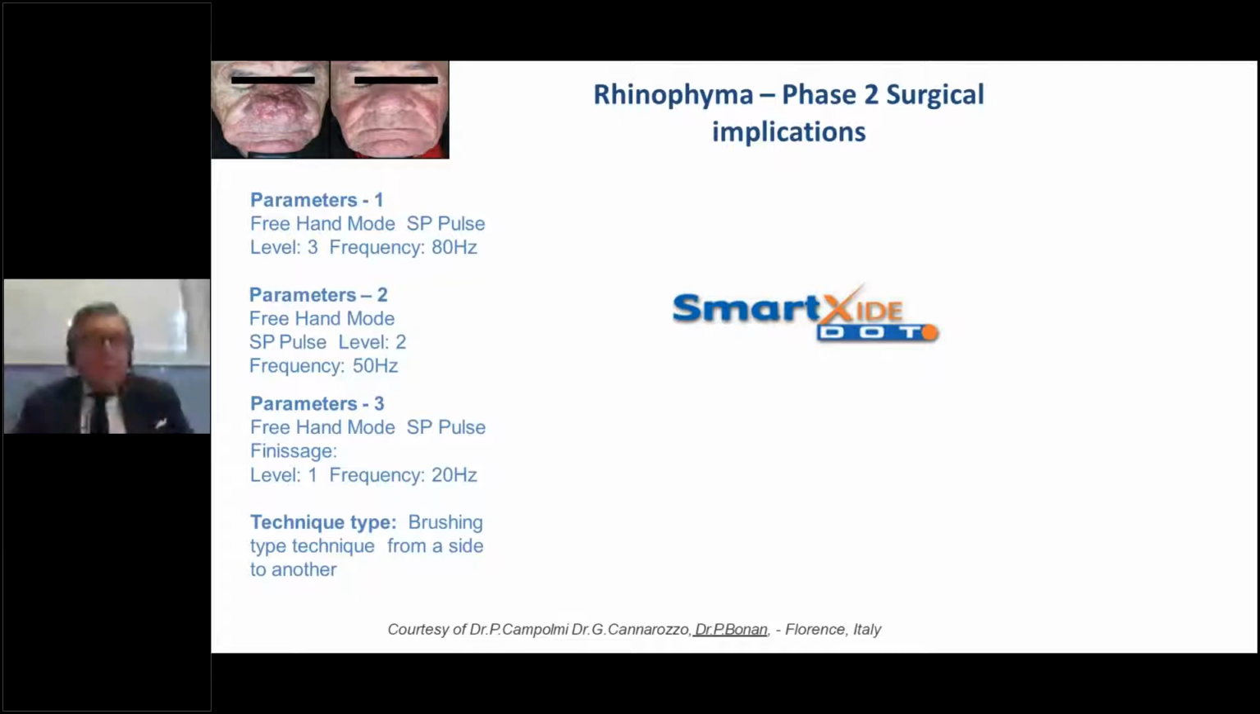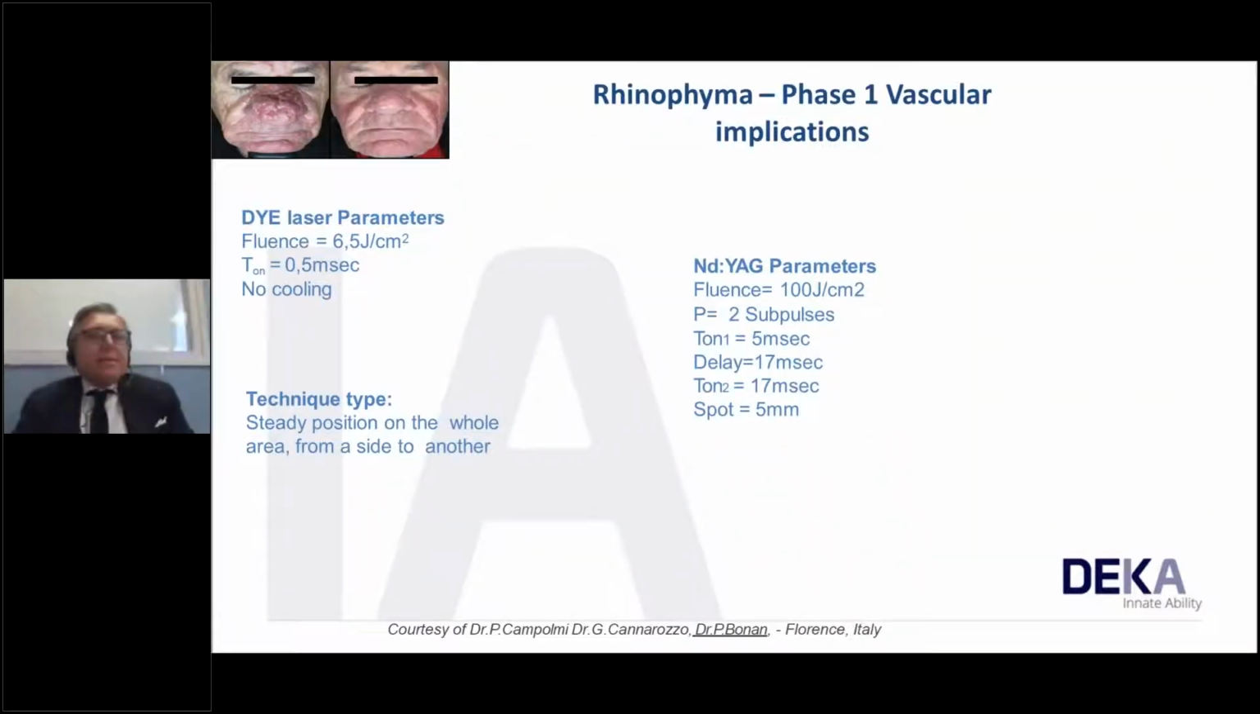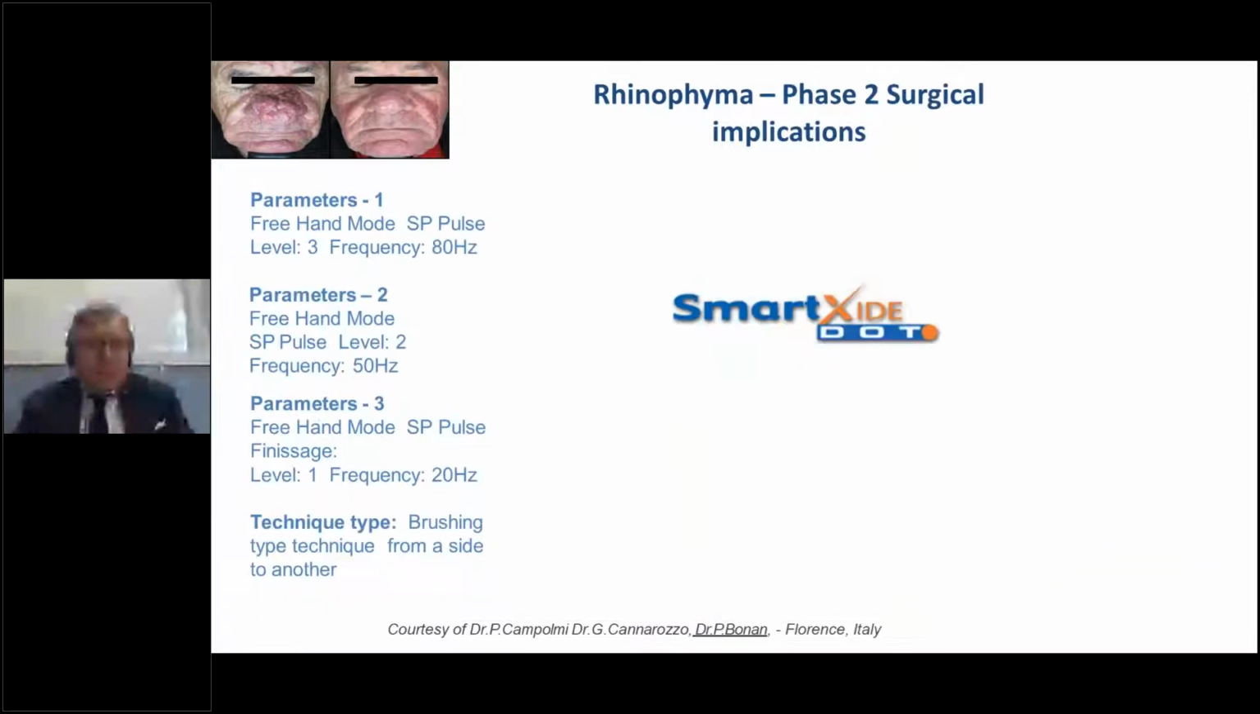First, we treat with a vascular laser, could be pulse dye laser with these parameters, 6.5 joule per square centimeter and 0.5 milliseconds as the pulse duration, or Nd:YAG, fluence 100 joule per square centimeter, 2 subpulses, the first 5 milliseconds, the second 17 milliseconds with a delay of 17 milliseconds. The spot is 5 millimeter. After 1 month, we can have a second phase that is represented by the surgical treatment.